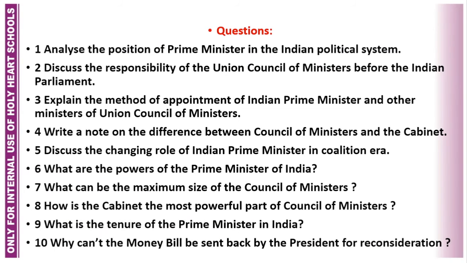Now the topic related questions are: First, analyze the position of Prime Minister in the Indian political system. Second, discuss the responsibility of the Union Council of Ministers before the Indian Parliament. Third, explain the method of appointment of Indian Prime Minister and other ministers of Union Council of Ministers. Fourth, write a note on the difference between Council of Ministers and the Cabinet. Fifth, discuss the changing role of the Indian Prime Minister in coalition era.